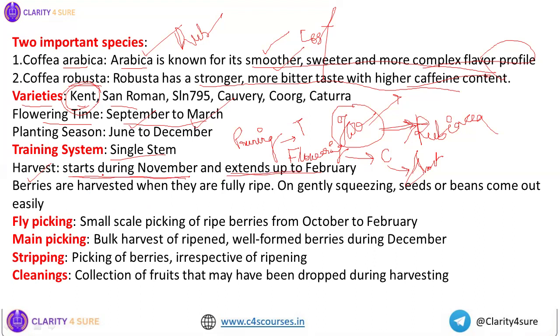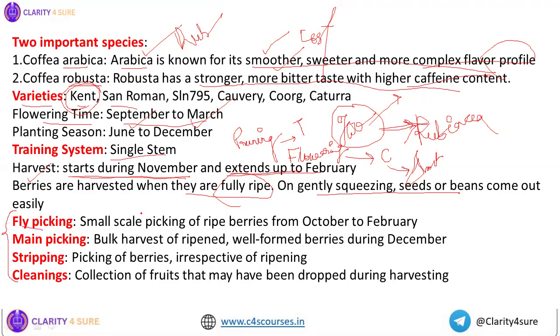So that is for commercial purpose. Otherwise, flowering extends up to March anyway, but for commercial purpose, harvest starts during November and extends up to February. Berries are harvested when they are fully ripe. On gently squeezing the ripe berries, the seeds or the beans come out easily. Now again, like in tea where we have seen rush period and lean period, in case of coffee you will see four important terminologies related to the harvest of coffee.